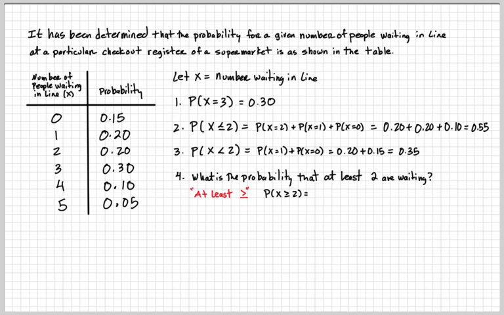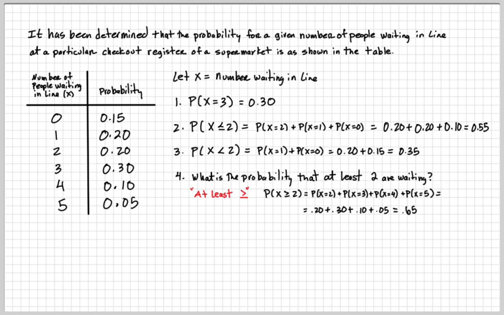So in this case, it's going to be at least 2. That means 2 and greater, right? So you go down and then you write down the probability of 2, 3, 4, and 5. And then you find those probabilities and you add them up, 0.65.